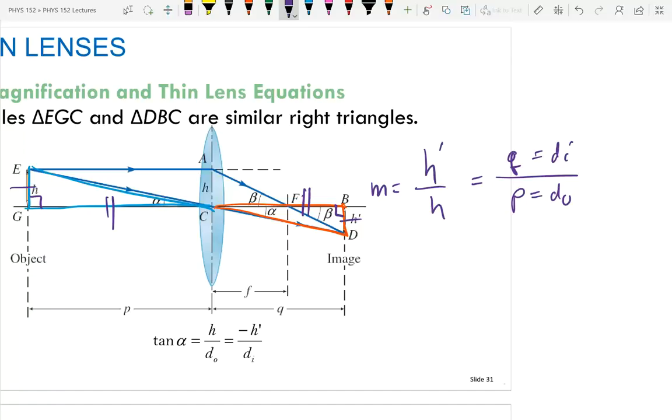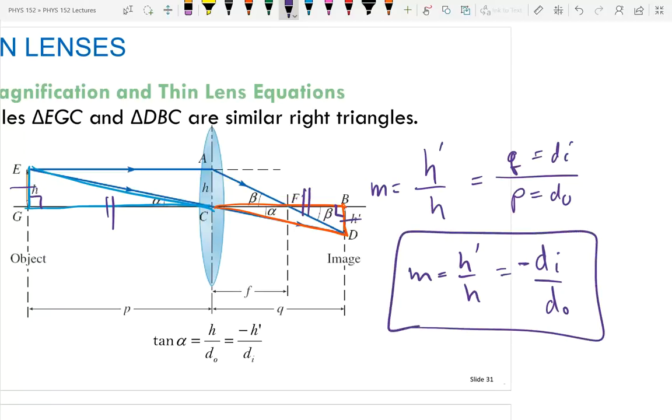So that's a first important thing. We can find the magnification either with the height ratio or the distance ratio, except for one thing, a little technicality. And what's that technicality? The sign. The H prime was actually inverted here, and so I actually need to introduce a minus sign. And so the magnification is equal to H prime over H or minus the distance image over the distance object.